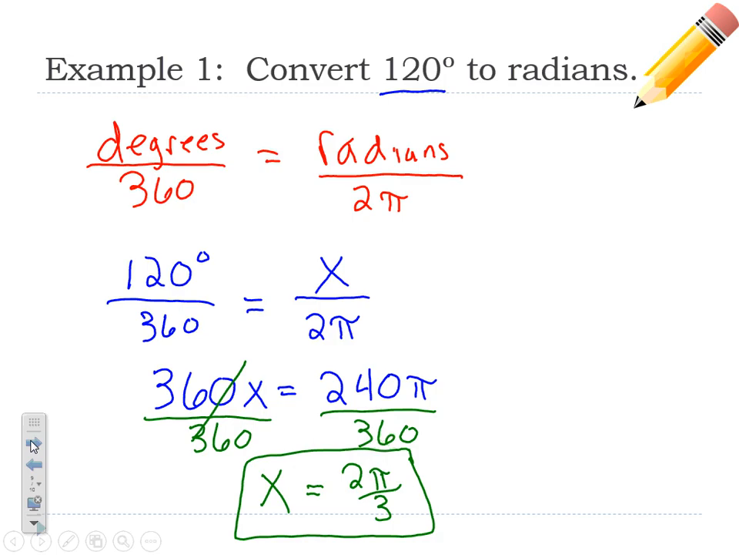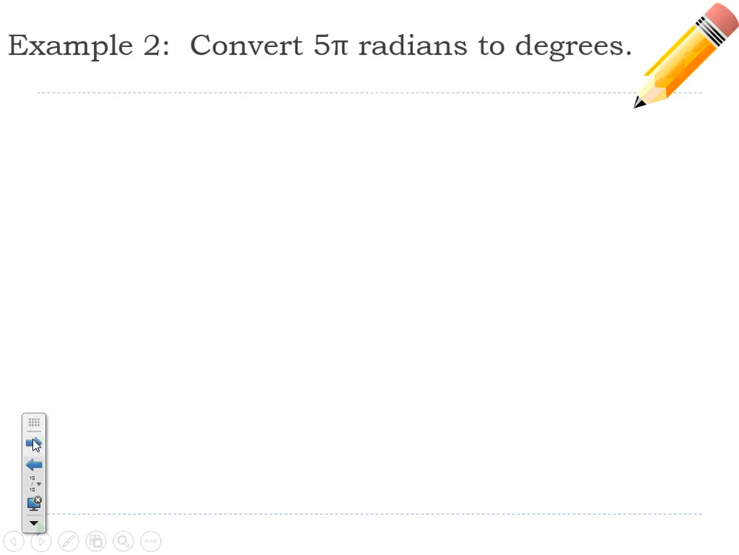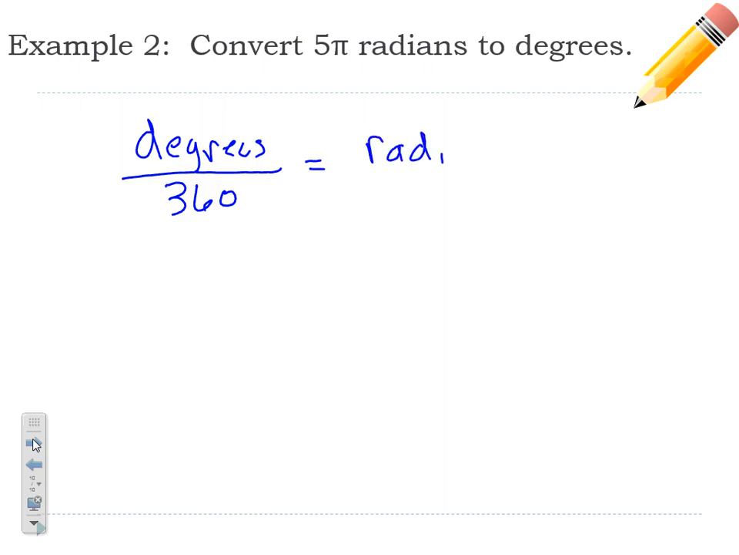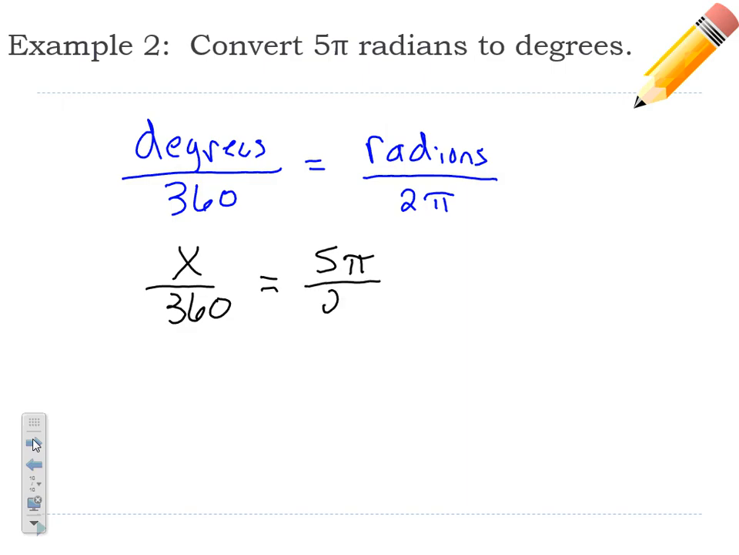All right, we're going to do one more example and we'll be done for the day. Now we need to convert 5 pi radians into degrees. So we know it's going to be degrees over 360, because that's how many are in a circle, over radians over 2 pi. So I don't know my degrees this time, so I'm going to put in x all over 360 equals 5 pi all over 2 pi.